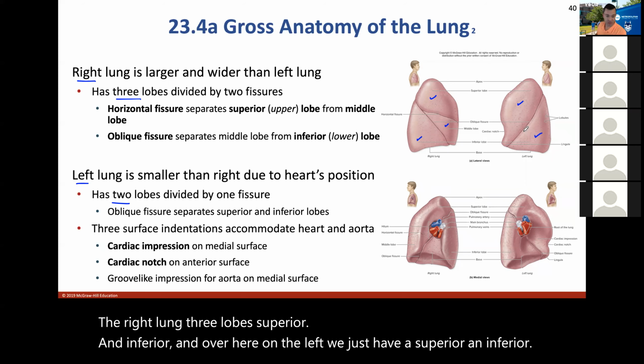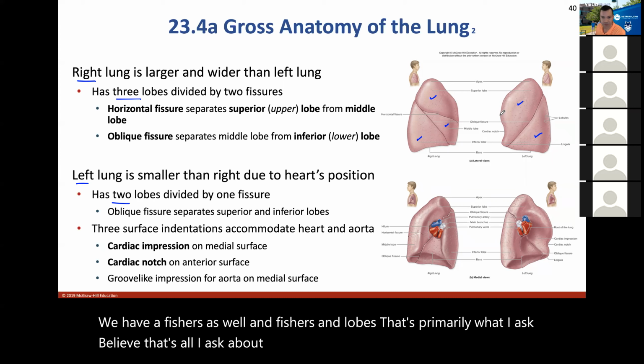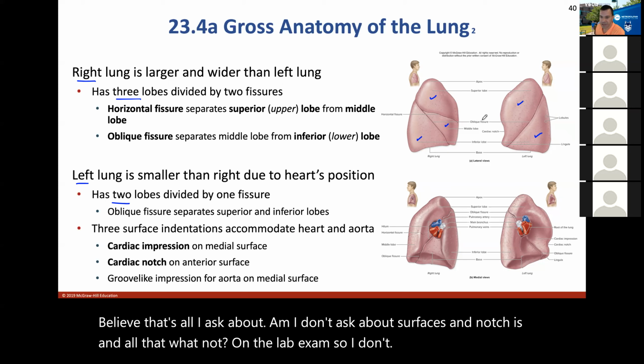We have fissures as well, and fissures and lobes, that's primarily what I ask. I believe that's all I ask about them. I don't ask about surfaces and notches and all that whatnot on the lab exam, so I don't bring that over into the lecture either.